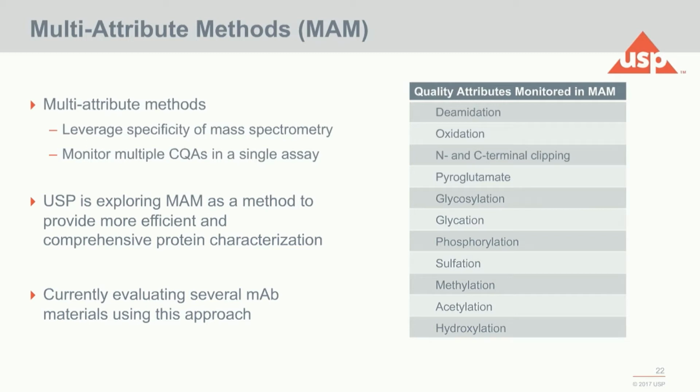quite frequently for characterization. And this is something that USP is exploring as a way for us to provide more efficient and comprehensive characterization of our own reference standards, as well as potentially whether there's an opportunity for a standard that would be useful in this area. And so we've been currently evaluating these 3 new monoclonal antibody materials that we're developing using this approach. The right side of this slide has a list of some of the common quality attributes that could be monitored in this way. I'll focus really on the top 5 of these.